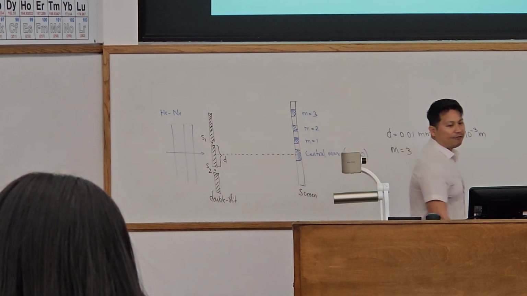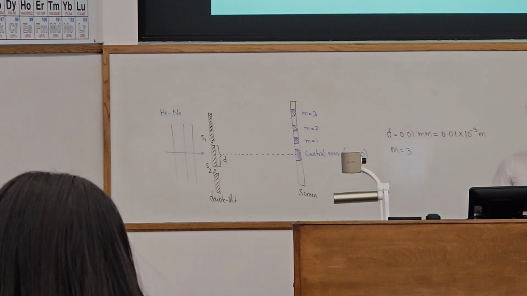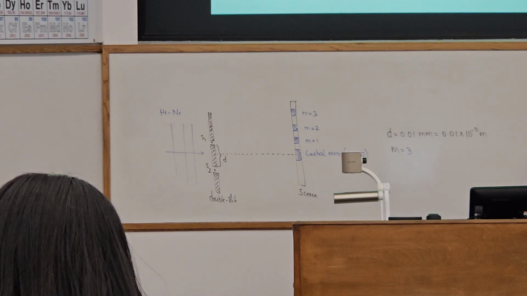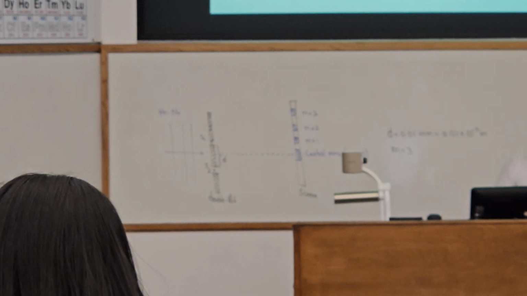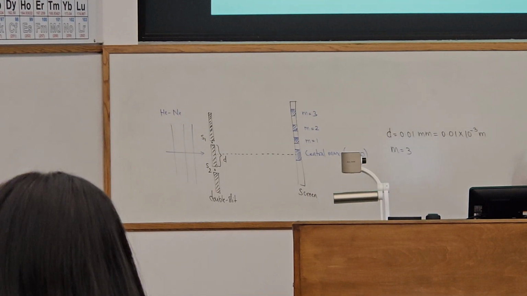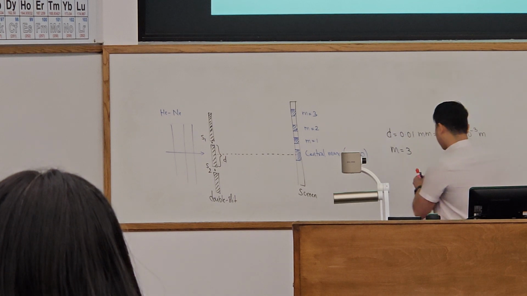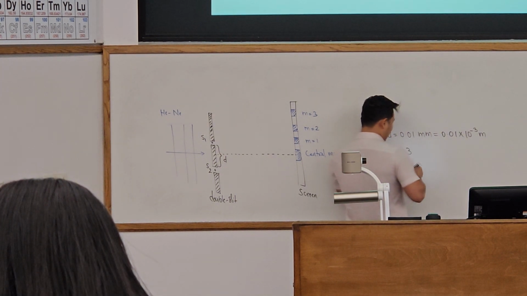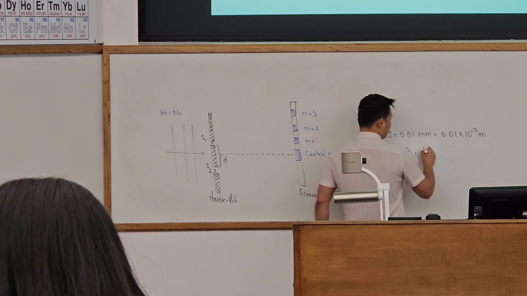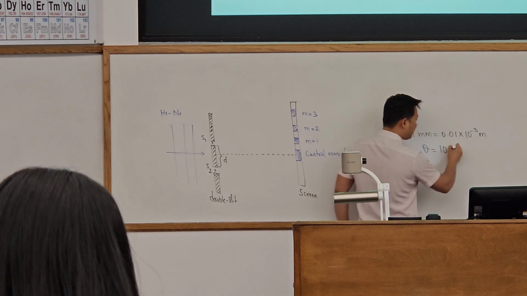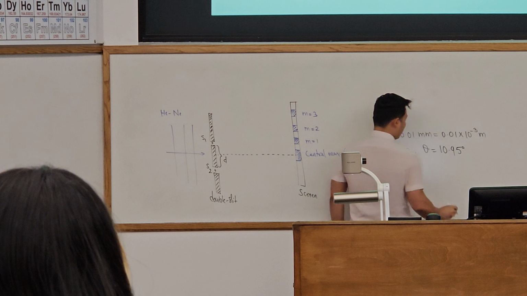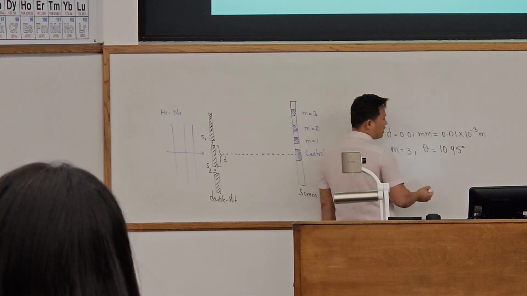The third bright line on the screen forms an angle of 10.95. We have been given the theta value. The theta value is given, n equal to 3. Theta value is equal to 10.95, and this is a maximum. So 10.95 is the angle.